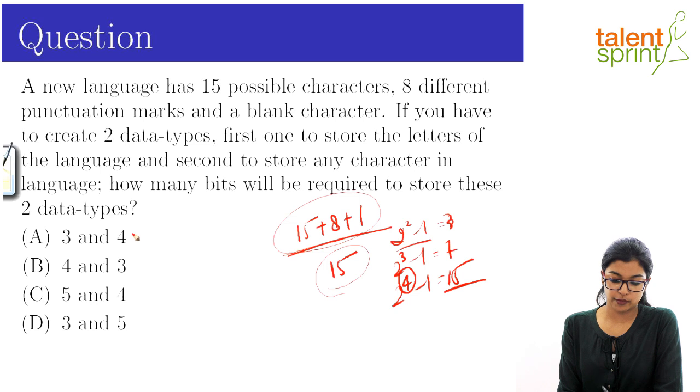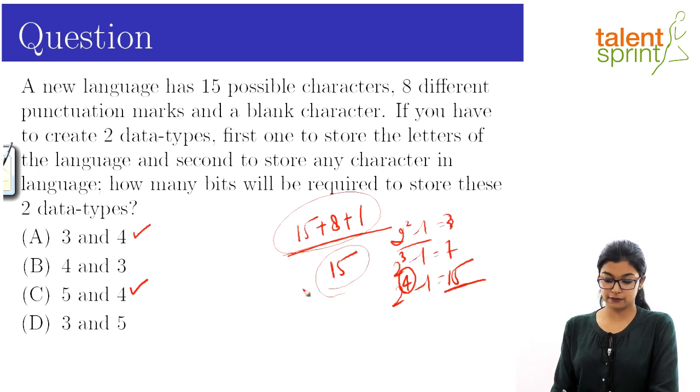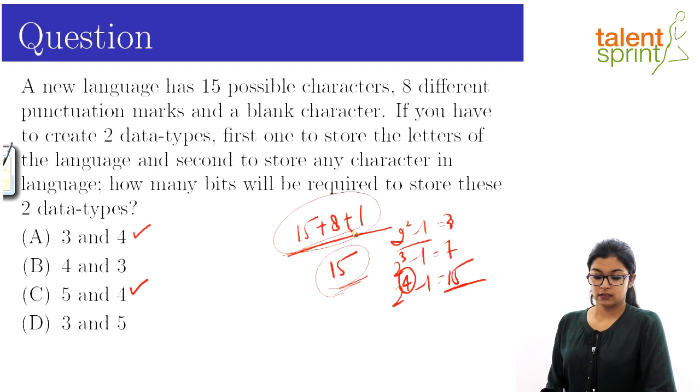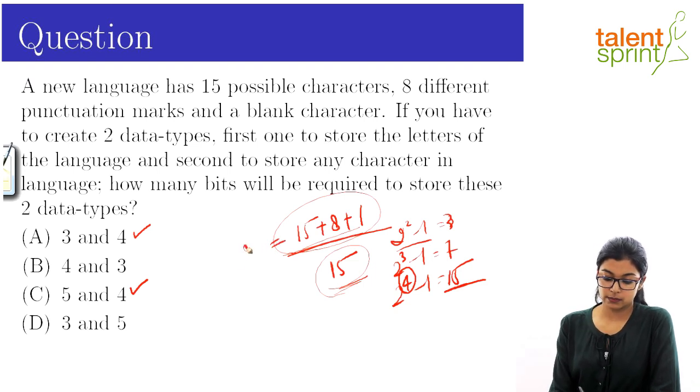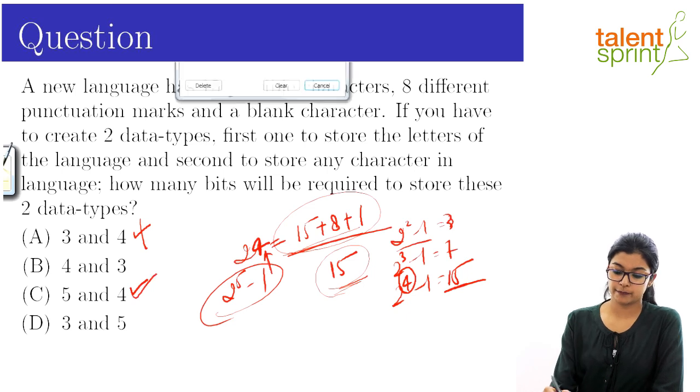So the answer for the characters part is 4. That means you have possible 2 choices, 3 and 4 or 5 and 4. Now moving on to figure out how many bits can represent all the letters. So like I did for this, similarly do for this. By all letters we mean 15 plus 8 plus 1. So this is 24. So 2 to the power 5 minus 1 if you do, you will be able to represent these 24 characters. So your answer is C, 5 and 4.